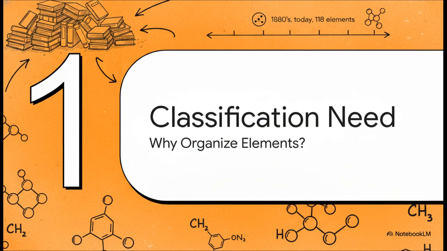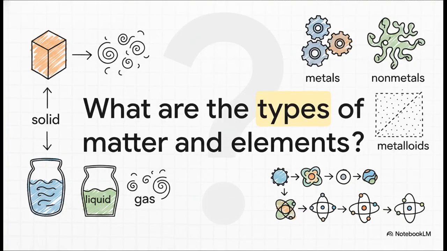Section 1. Classification need. Why organize elements? Imagine trying to find a specific textbook in a giant library where thousands of books are just dumped all over the floor. It would be total chaos, right? Well, in the year 1800, scientists only knew of about 30 elements. But today, 118 are known to the scientific world. To actually study this chaos and understand their distinct chemical properties, scientists desperately needed a pattern.